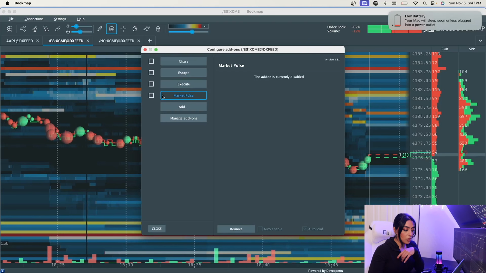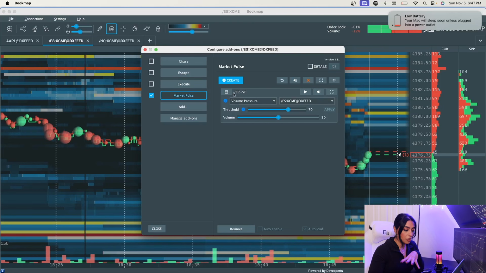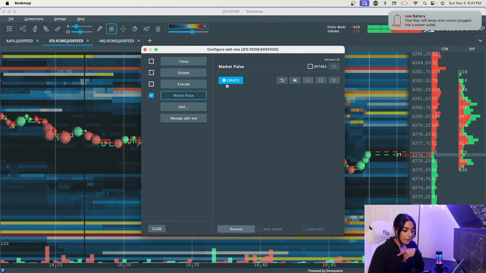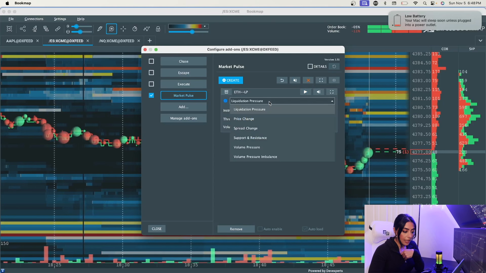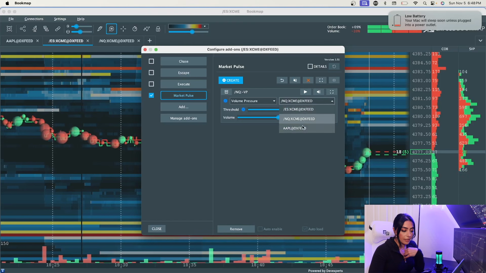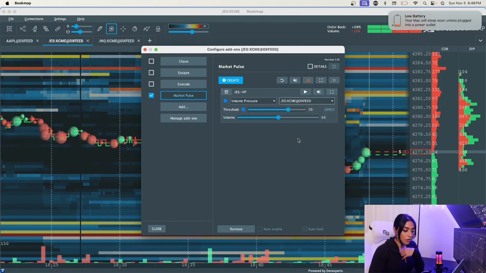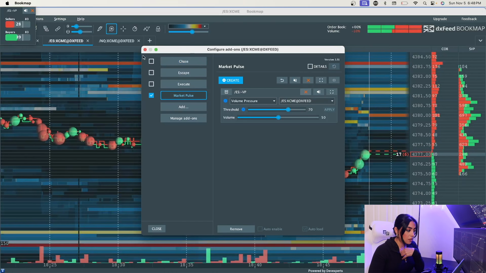Once you see it here, you want to click it, and you'll see this little base here. I'm going to remove this to show you what you'll see. You want to click create, and this creates a new widget. You want to scroll down here and click volume pressure. Okay. Once you click volume pressure, you can use it on NASDAQ, ES, Apple, whatever you have linked. I'm going to just do volume pressure on ES futures. You keep the threshold and the volume the same. You click play. Oh, my Mac is going to die. And this is what will populate.